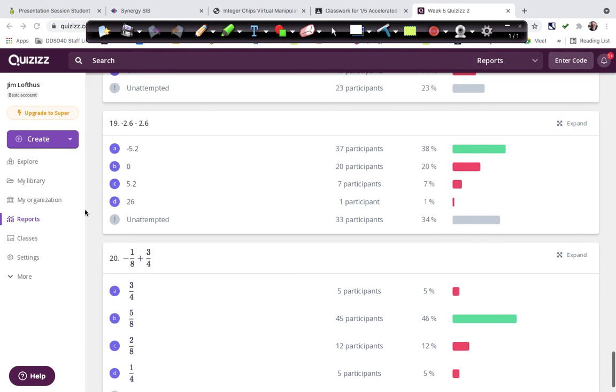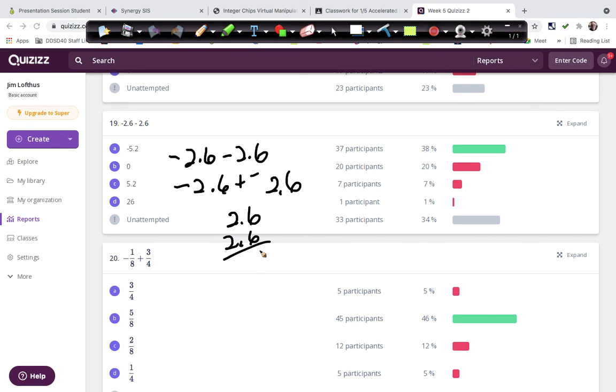And the last two, negative 2.6 minus 2.6. It sure sounds like 0, but it's not. It is negative 2.6 plus a negative 2.6. That means I'm going to line them up, 2.6, 2.6, and get 5.2, and it's negative 5.2.